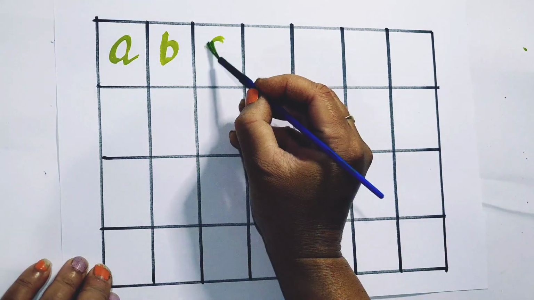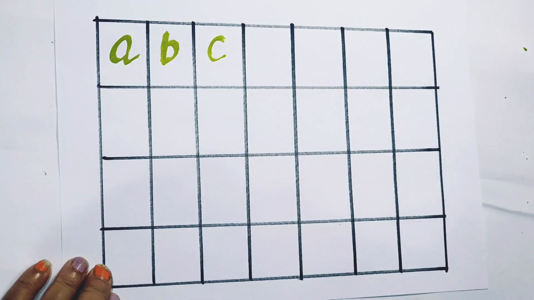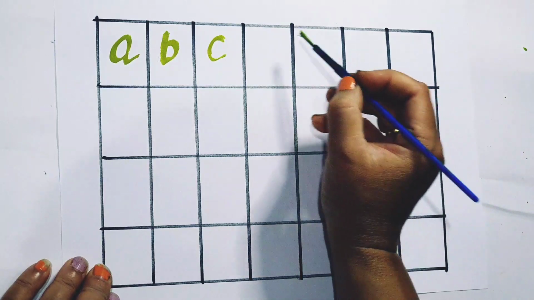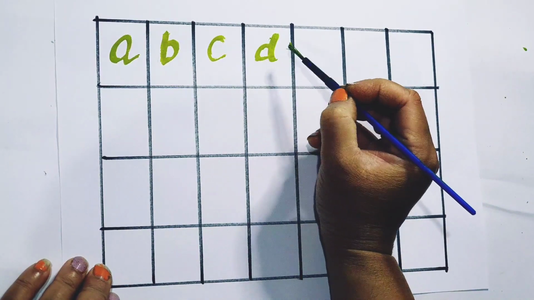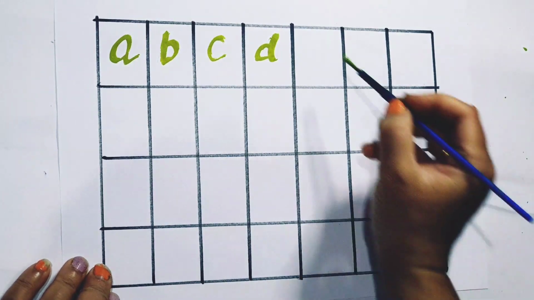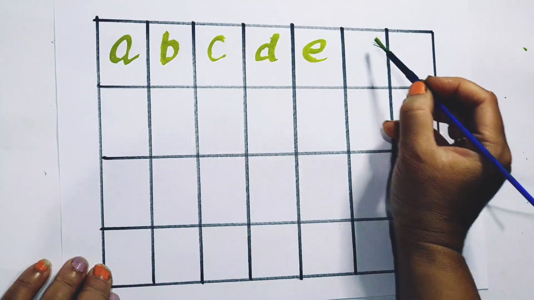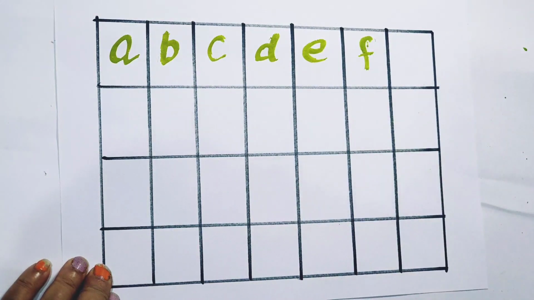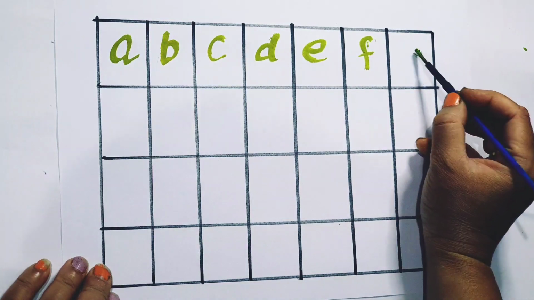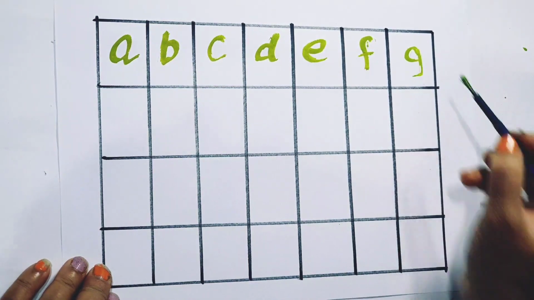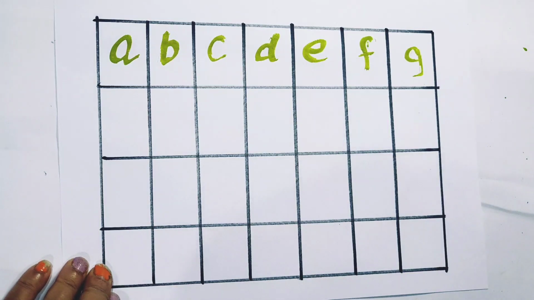B for ball. C for cat. C for candy. D for dog. D for dinosaur. E for egg. E for ear. F for fish. F for frog. G for goat. G for girl.